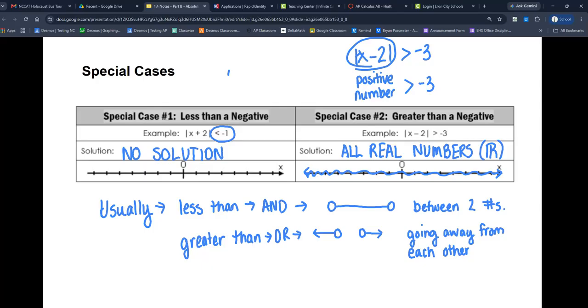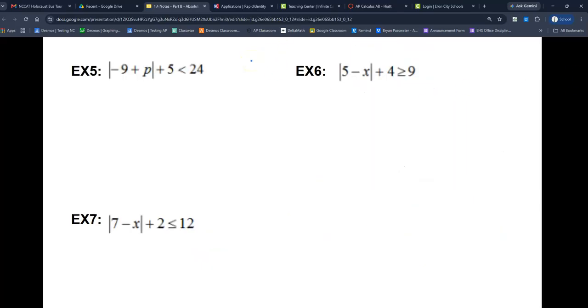Okay, we're getting close. We're almost there. I want you guys to try these next three on your own. And I'm going to freeze my screen while I work them out so you can't see what I'm doing. So try these next three on your own.